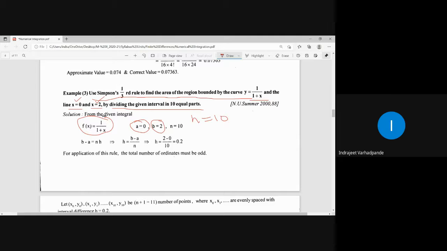I have to find h. h is nothing but the interval of differencing, which will decide the total number of ordinates. The total number of ordinates will always be odd.